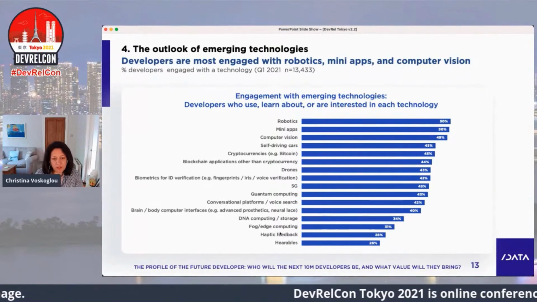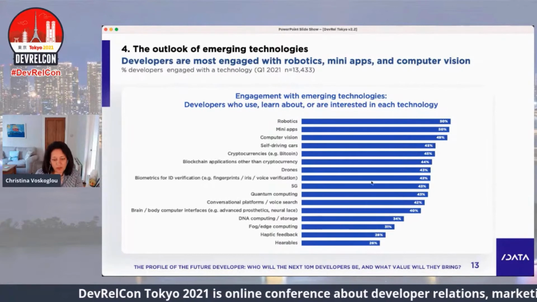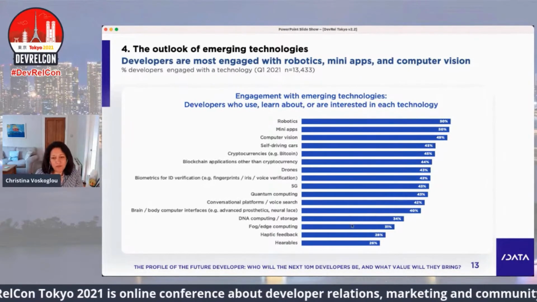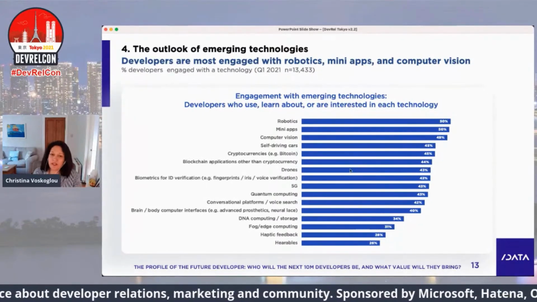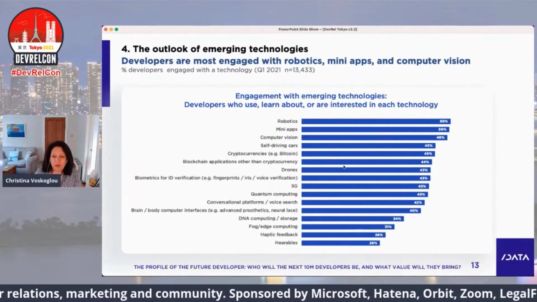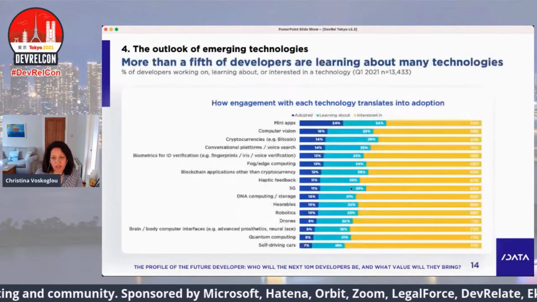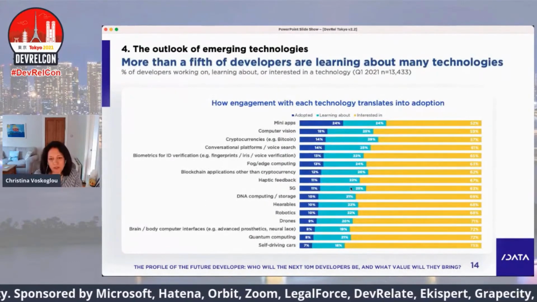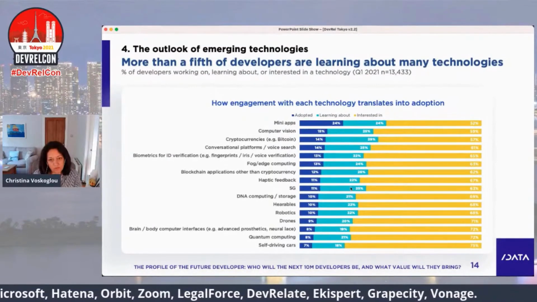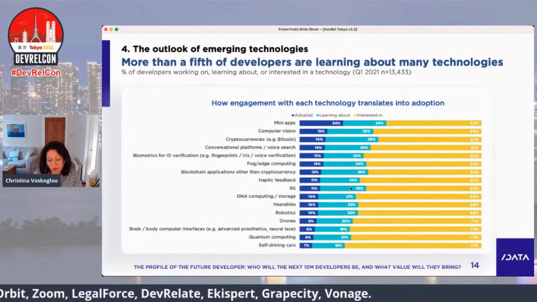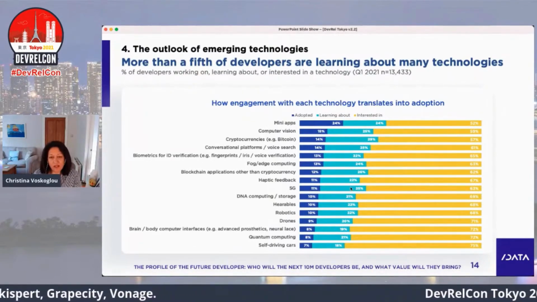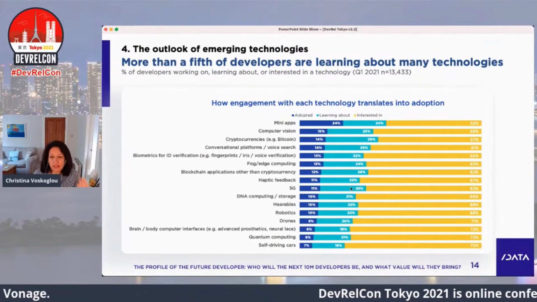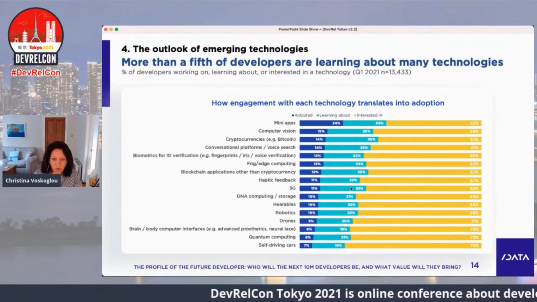Interesting to note, because we'll see it again in the next slide, Fog Edge being towards the bottom there at 31%. All right, so this is engagement, but it could be driven by hype, right? Because it also includes people who are interested in the technology, not necessarily doing something with it. So then the next question is, does engagement, does interest translate into usage? To actually predict which of these technologies will be there in a few years is to see how this engagement actually turns into adoption.